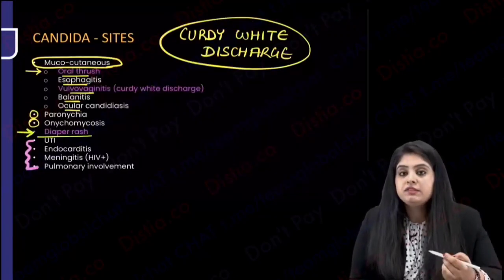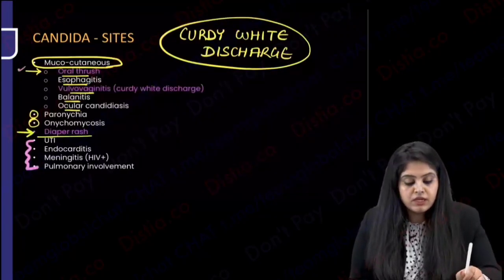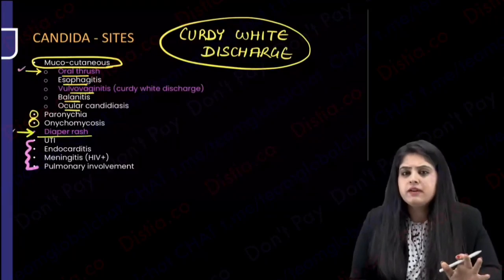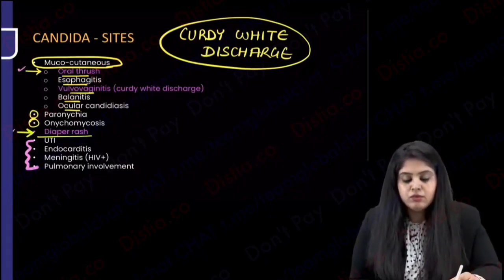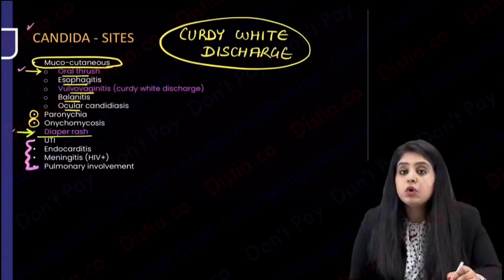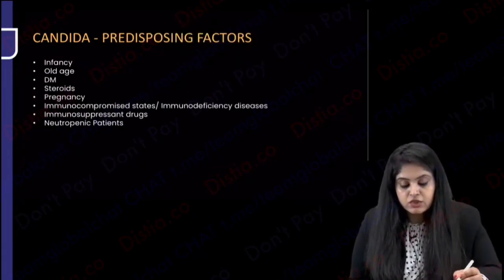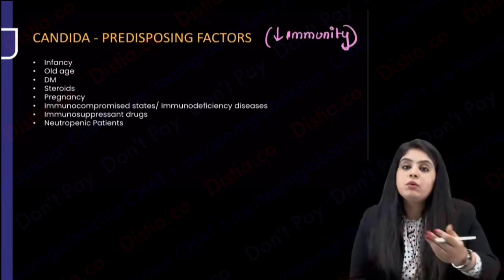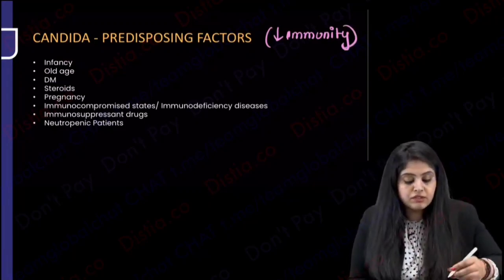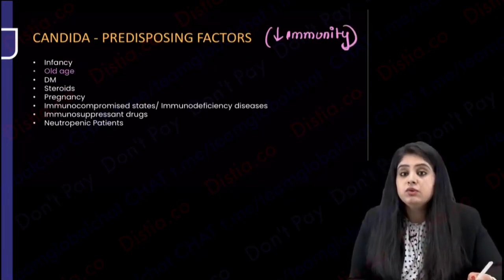Similarly, can you see the same curdy white discharge in oral thrush, in the diaper rash? Yes, the same curdy white appearance is going to be seen. Having said that, like you said, this is a part of your normal flora also. So you're going to see this when the patient is immunocompromised. So what are the conditions in which this is going to happen? The basic concept is that when the immunity is going to go down, or there is some immune problem that has happened. Now, if I want to enumerate those things, when the person is very, very old, immunity goes down.